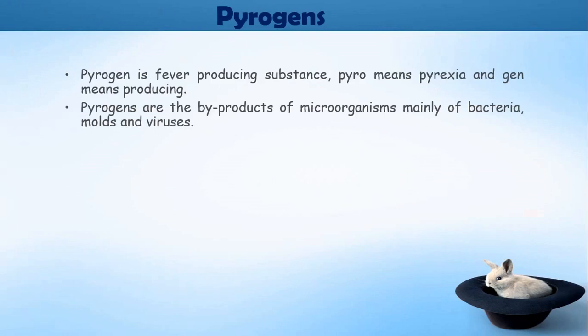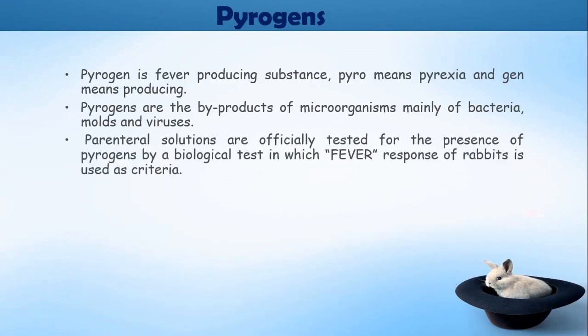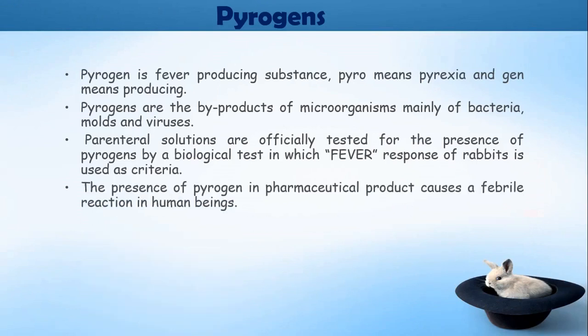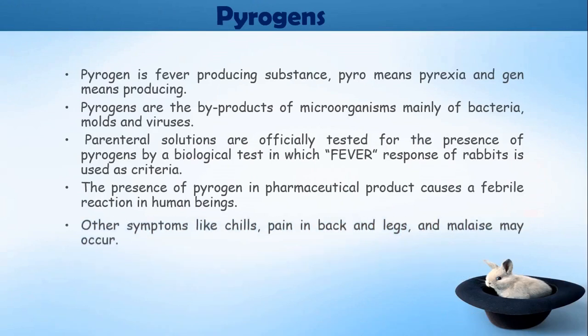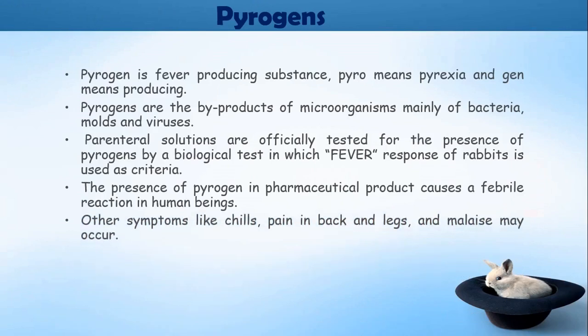Pyrogens are the byproduct of microorganisms, mainly bacteria, molds and viruses. Parenteral solutions are officially tested for the presence of pyrogen by a biological test in which the fever response of rabbits is used as a criterion. The presence of pyrogen in a pharmaceutical product causes a febrile reaction in human beings. Other symptoms like chills, pain in back and legs and malaise may occur.